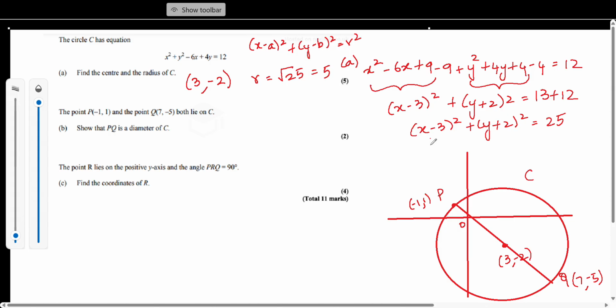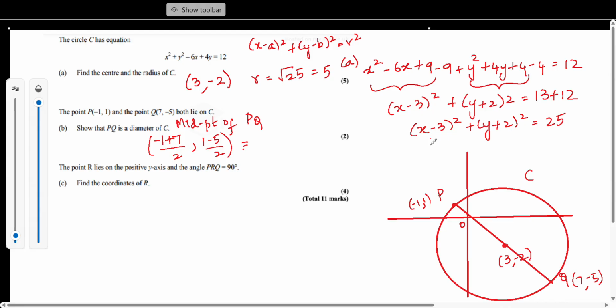When we have to show that PQ is the diameter, there are two ways. One is, since we have the center, when we have the endpoints, we can find the midpoint using the formula. Midpoint of PQ we find by the formula: (minus 1 plus 7) by 2, comma (1 minus 5) by 2. That is (x1 plus x2) by 2, comma (y1 plus y2) by 2.